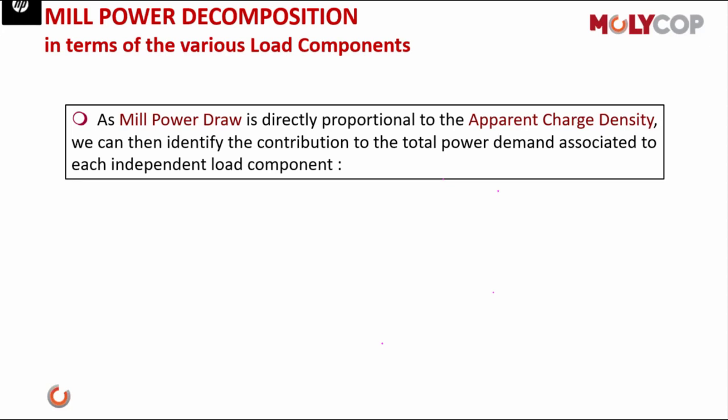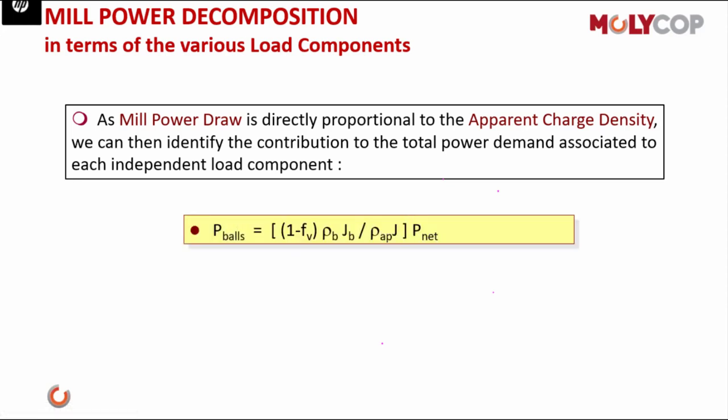So as the mill power draw is also directly proportional to the apparent charge density, we can then identify the contribution to the total power demand for each independent load component. That means the total power demand is going to be related to three components. One of them is the power draw produced by the balls. This power is related to the J sub B, the ball filling, and rho sub B, the ball density. You know that the ball density is 7.7, 7.8, and it is also related to the apparent density of the total charge.